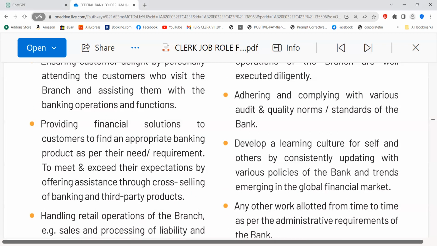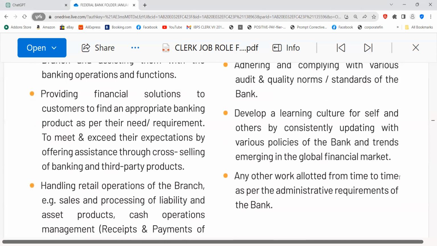Adhering and complying with various audit and quality norms or standards of the bank. Develop a learning culture for self and others by consistently updating with various policies of the bank and trends emerging in the global financial market. Any other work allotted from time to time as per the administrative requirements of the bank. This point you don't have to tell. Other points you can make brief and then tell.